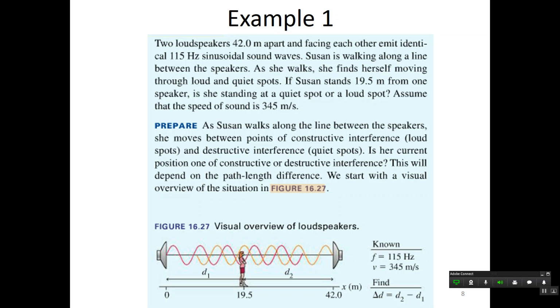What was the first step some of you guys took? Yeah, very good. Find a wavelength. We know that velocity is equal to frequency times lambda. We have velocity, we have frequency, we can find lambda.